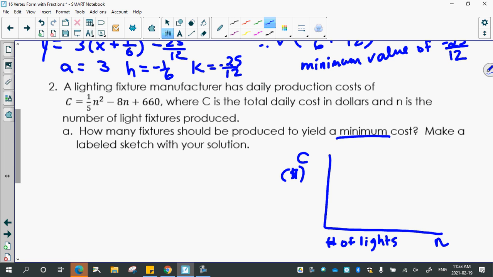I'm just going to put lights, number of lights produced. And I know that the y-intercept, or vertical intercept, is 660 lights. So I'm going to mark that on my graph as 660. Since the A value is positive, I know I'm going to come down to a minimum. So it's going to look something like that.